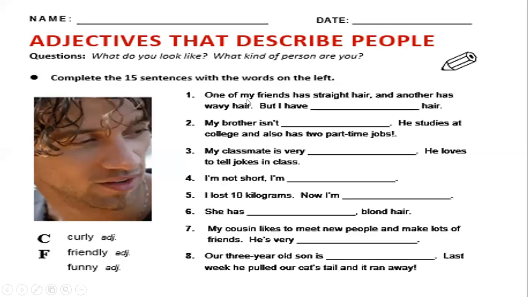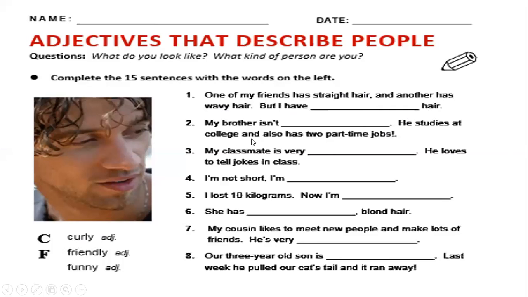Por ejemplo, dice, one of my friends has straight hair. Según los dibujitos, straight hair es cabello liso, ¿verdad? And another has wavy hair. Y el otro tiene el cabello ondulado. But I have. Pero yo tengo. Entonces usted complete, ¿verdad? ¿Cómo usted tiene su cabello? Maybe according to the exercise puede ser curly, ¿verdad? I have curly hair, pero yo lo tengo rizado.